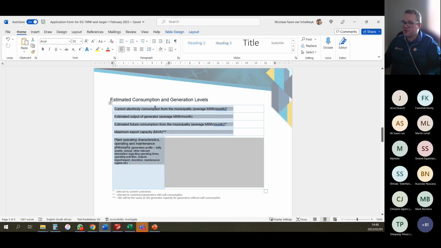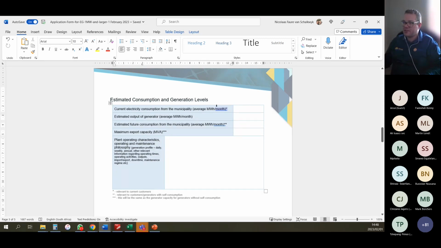They want to know what the current average consumption per month is, what the average generation is that you're expecting from your solar PV plant, and then for future consumption, what they expect the consumption from the municipality to be once this plant has been installed. You'll also see it's asking for the maximum export capacity, because you want to know from a grid impact perspective how much generation they'll be able to push back into the grid.